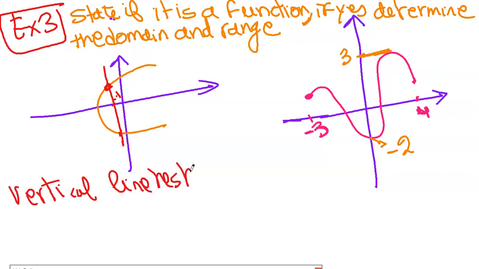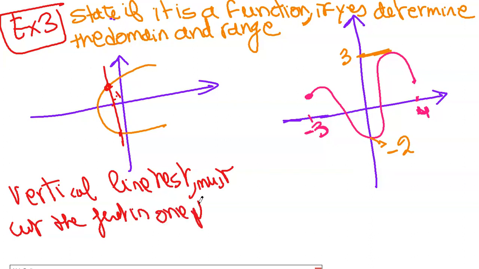We call it the vertical line test. It must cut the graph in one point. Sorry for the handwriting, I'm repeating what I'm writing here: the vertical line must cut the function in one point. Look at this one also. For x equal to 2, I have y equal to 3 and another value, -3. For the same x I have two y's, so this one is not a function.